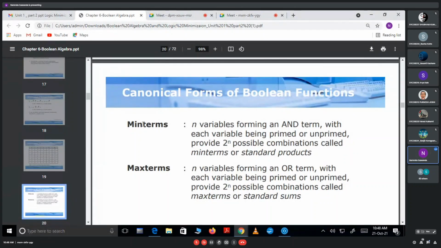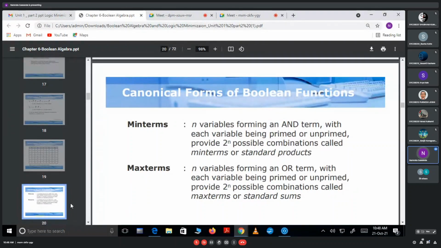What is a min term? A min term means n variables forming an AND term, with each variable being primed or unprimed, providing 2 raised to power n possible combinations, called min terms. And a max term is n variables forming an OR term, with each variable being primed or unprimed, providing 2 raised to power n possible combinations, called max terms or standard sum.